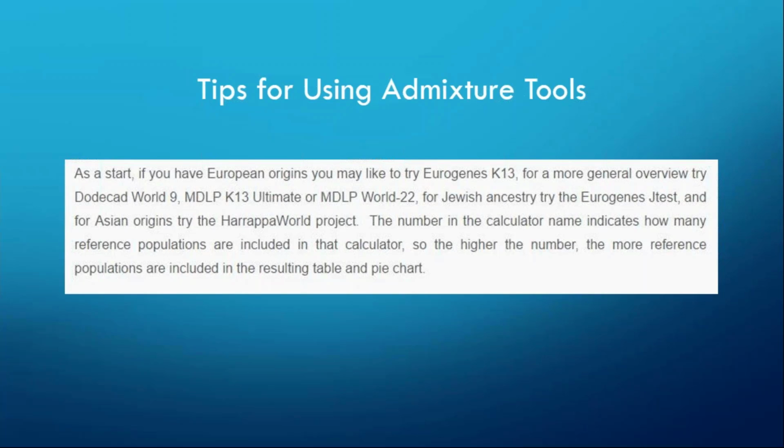The important thing to know is that the number in the calculator name indicates how many reference populations are included in that calculator. So the higher the number, the more reference populations there are included in the resulting table and pie chart. If we look at Eurogenes again, K13, that means they have 13 reference populations they're comparing you to. If you look at the Dodecad World 9, it's 9 populations. And you see this other tool that has 22 populations.